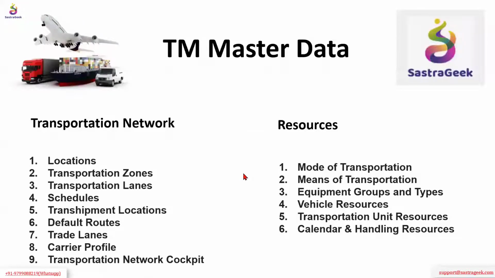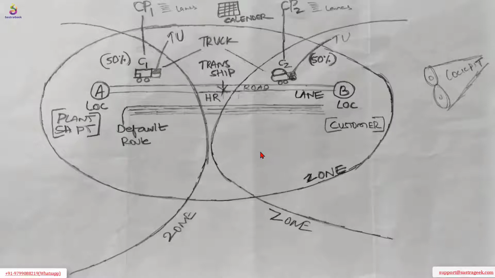Then let's come to transportation zones, the second thing. At this point of understanding, these transportation zones could encompass multiple locations, like this location A and this location B, both could be a part of a zone. It could be a state or a county or a country or a region, whatever. Both locations could be part of a particular zone, or one location could be in one zone and another location in another zone.